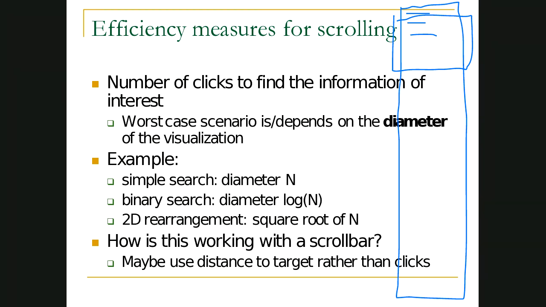Okay, so if I have this and I can go up and down, they call this the diameter of the visualization. So how long will it take me to travel from one end to the other of the visualization? About 1 million clicks. If the number of items that I can display is really small, then it makes no difference. It'll take me about 1 million clicks minus the number of things I see on the screen. They call that a visualization of diameter n.